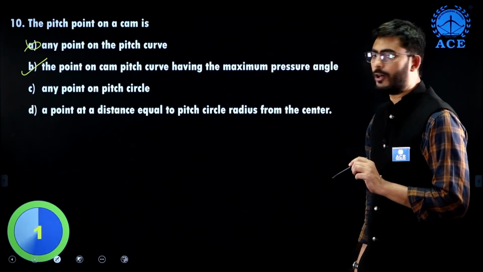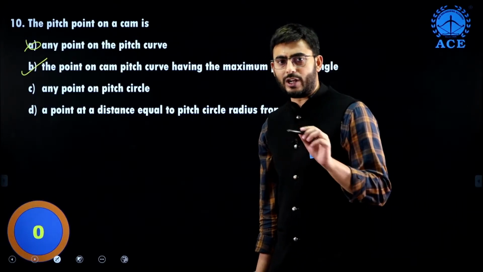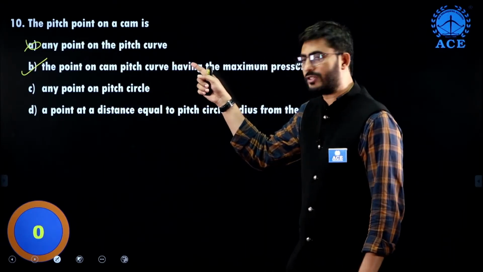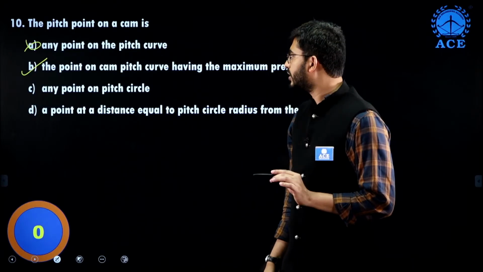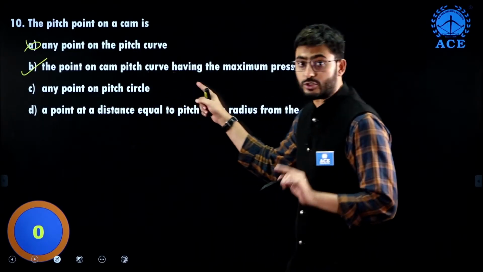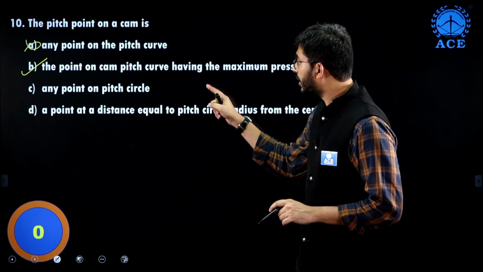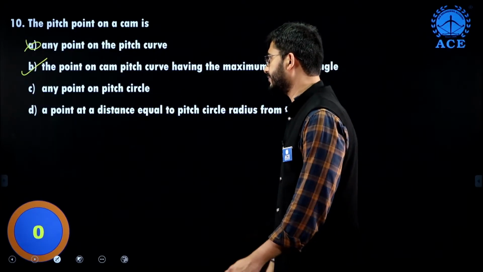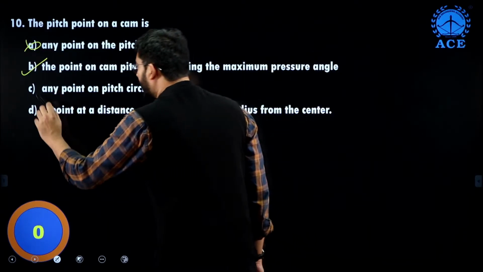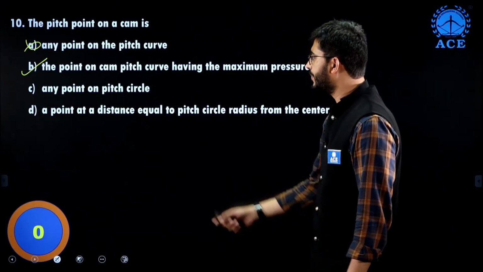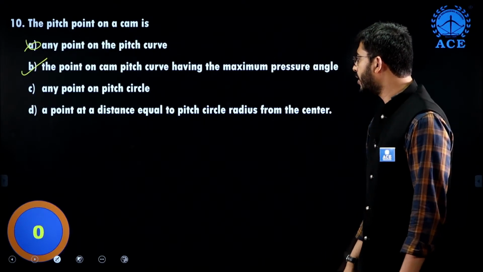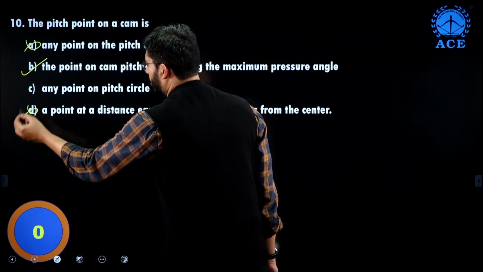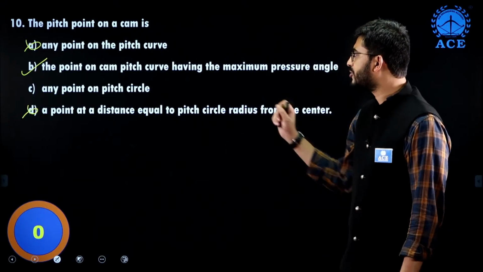And one more thing to add on: locus of pitch point is called the pitch curve, guys. Okay, so pitch circle and pitch curve are both different. Here the locus of pitch point is called the pitch curve for the cam. Next, option C says any point on the pitch circle. This is actually the locus of pitch point. All right. Next is a point at a distance equal to the pitch circle radius from the center. So this option D is out of context, guys. Option B is the answer.